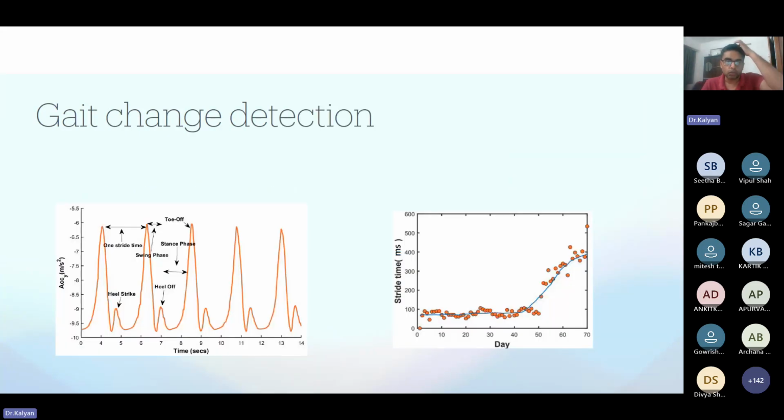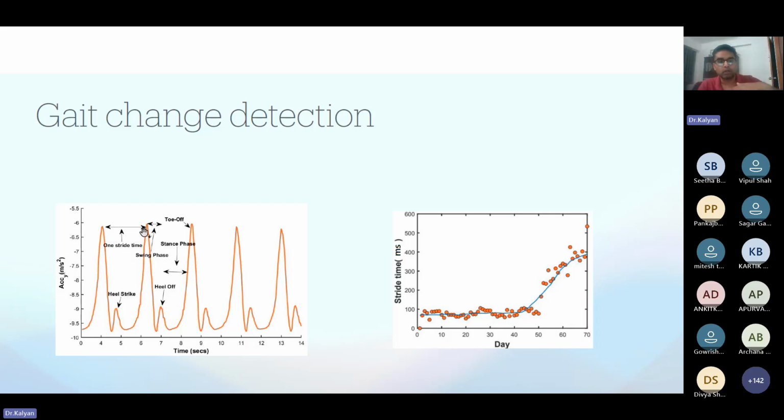Yeah, I'll move on. So what we did is we collected this accelerometer data when somebody is walking, and then we wrote a simple algorithm to detect heel strike and toe off. That's all we did, right? So that is seen here. So heel strike and toe off.